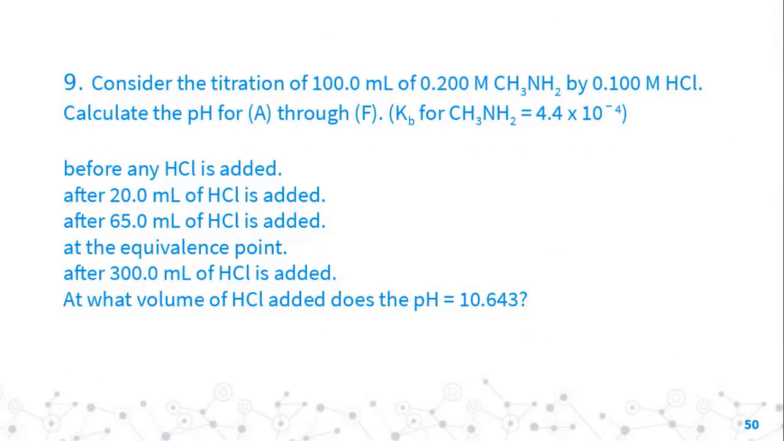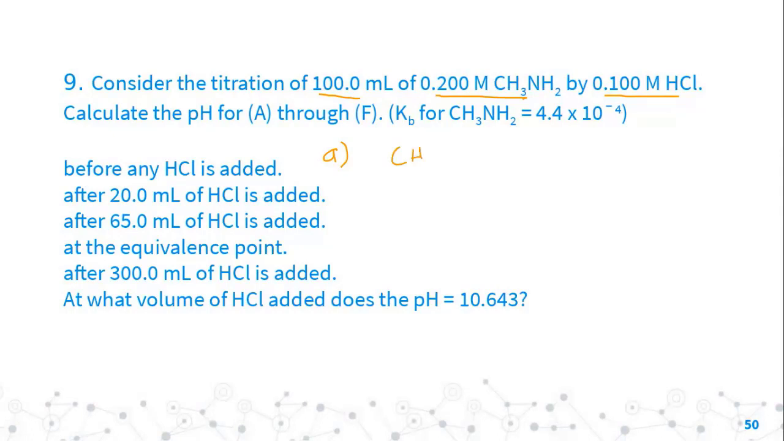Okay, so this one's kind of long. So for number 9, let's consider the titration of 100 milliliters of the 0.200 M CH3NH2 by 0.1 molarity HCl. So we're going to look before any HCl is added. So before any HCl is added, what do we want to do? What is our game plan? Moles. So before any HCl is added, we're at our initial point. So we want to do an ICE table. So let's look at our reaction here going on.